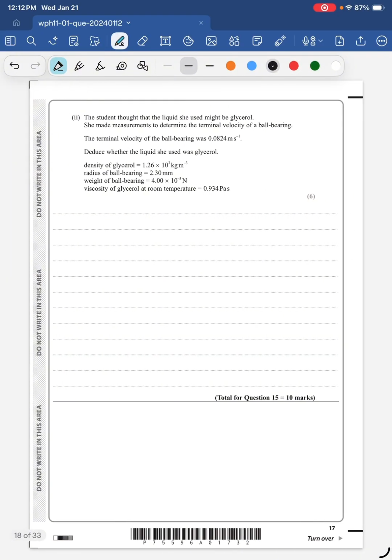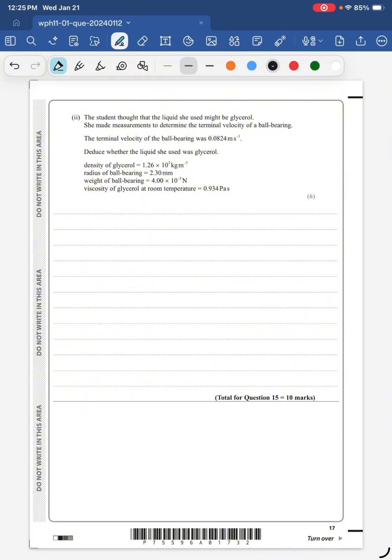Okay, let's do part 2. A student thought that the liquid she used might be glycerol. She made measurements to determine the terminal velocity of the ball bearing. The terminal velocity of the ball bearing was 0.0824 meters per second.